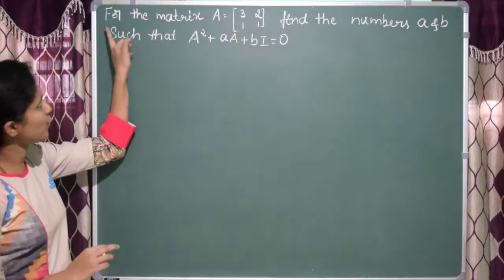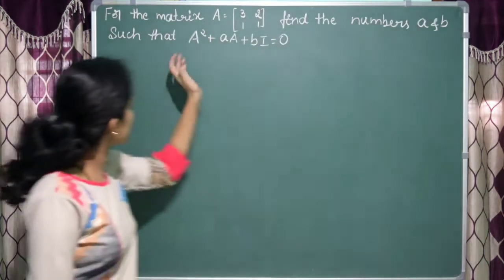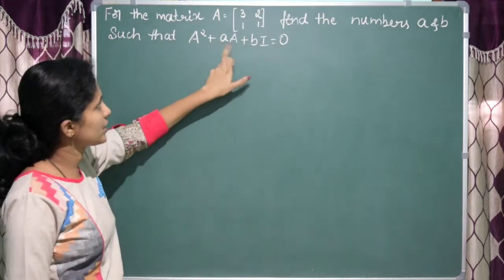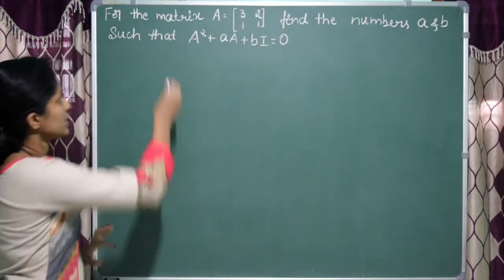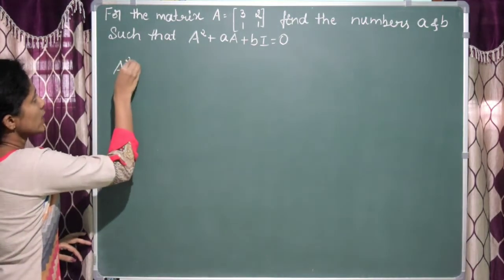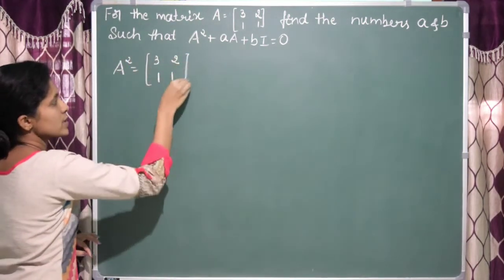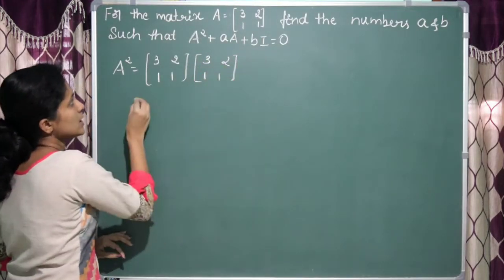Simple problem this is. For the matrix A, find the numbers a and b such that the condition is given: A square plus a into A plus b into I is equal to 0, where a is a constant. Just you have to substitute in this. First we will find A square. So for A square you have to multiply this, right? 3, 2, 1, 1. So this will be now 3, 2, 1 and 1. So we will multiply this one.